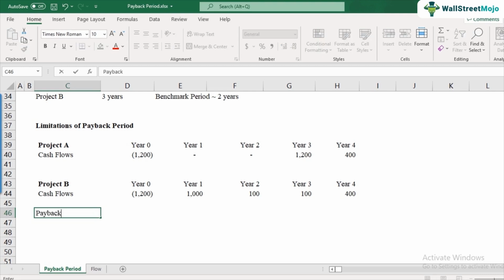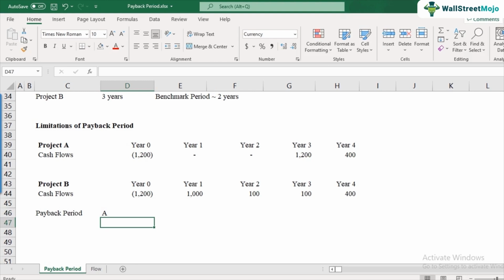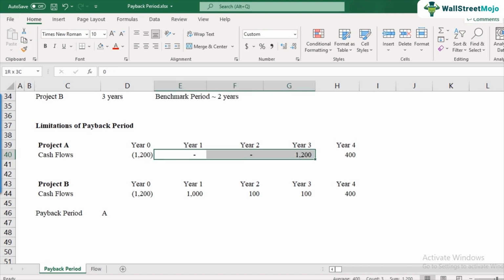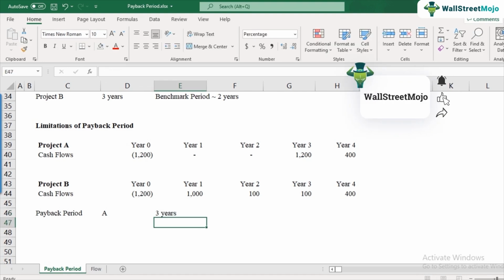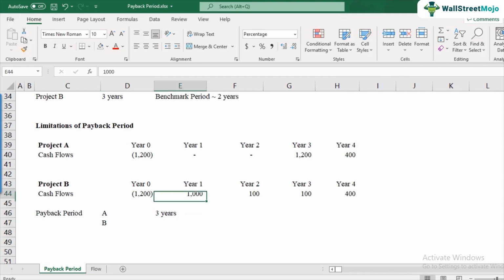According to payback period, how much is the payback period for project A? If you look at project A, this will be 1, 2, and 3. You will take 3 years to recover your initial investment. Okay. So for project A, it is 3 years. How about project B? Project B will take 3 years again. 1,000, 100, 100. This is 1,200. So this is also 3 years.